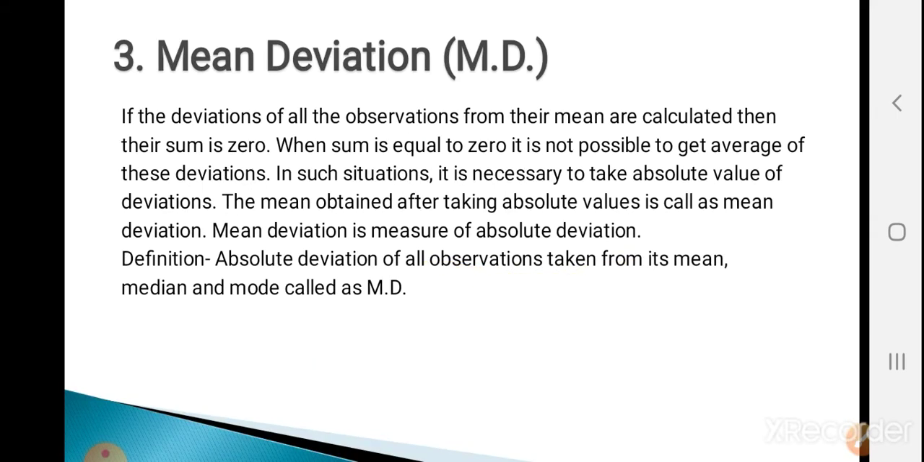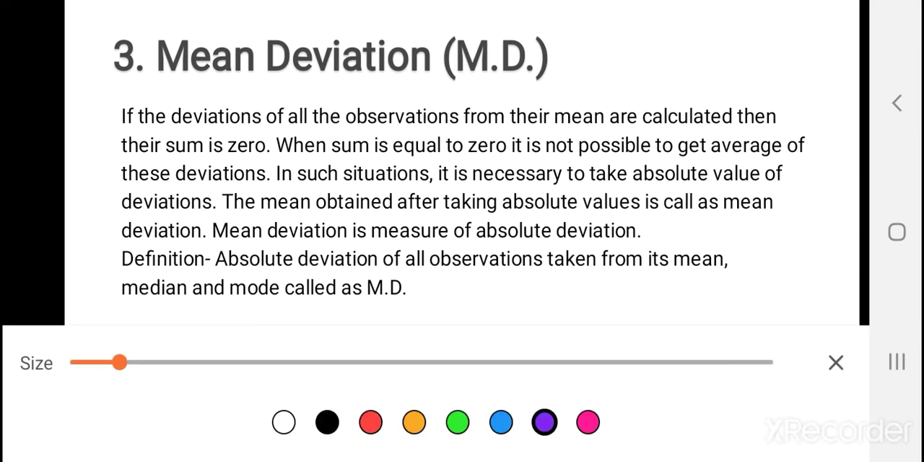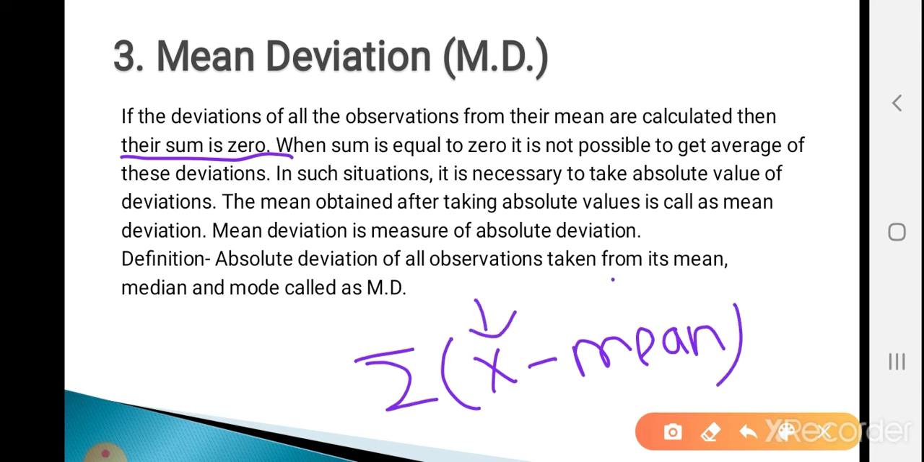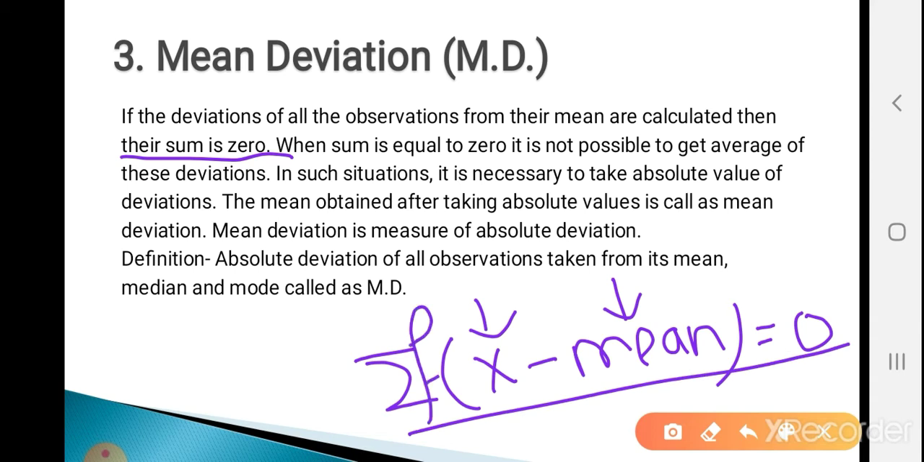If the deviations of all observations from their mean are calculated, then their sum is 0. That is, the sum of deviations, meaning subtraction of all observations from the mean, is always 0. This is for ungrouped data. Similarly, for grouped and continuous data, summation f(x minus mean) is 0. That is, the sum of deviations of all observations from the mean is 0.